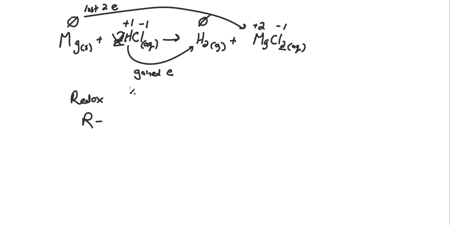Reduced means it gained electrons, right? So what gained electrons here? Well, hydrogen gained an electron, so hydrogen was reduced. Oxidized means it lost electrons. Well, magnesium lost 2 electrons, so magnesium was oxidized.